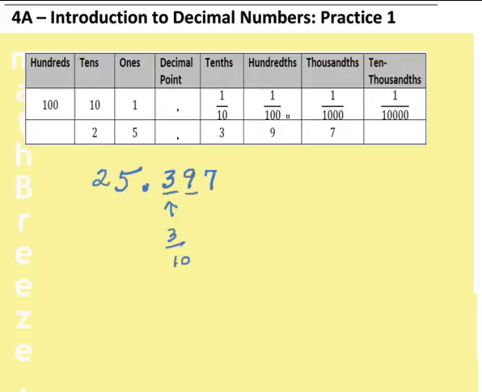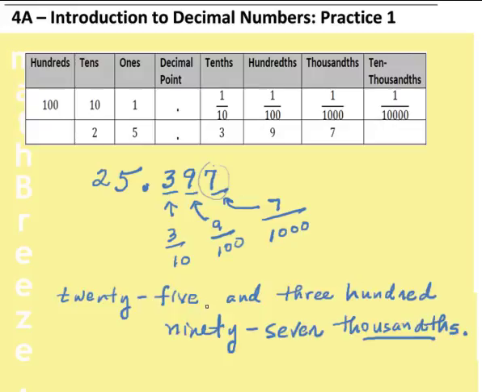The 9 represents hundredths, so this digit represents 9 1/100ths. And the 7 represents thousandths, so this digit represents 7 1,000ths. Now, when we read this number, we go by the units of the last digits. So this would be read 25 and 397 thousandths. So that's 25 and, for the decimal point, we say and 397 thousandths.